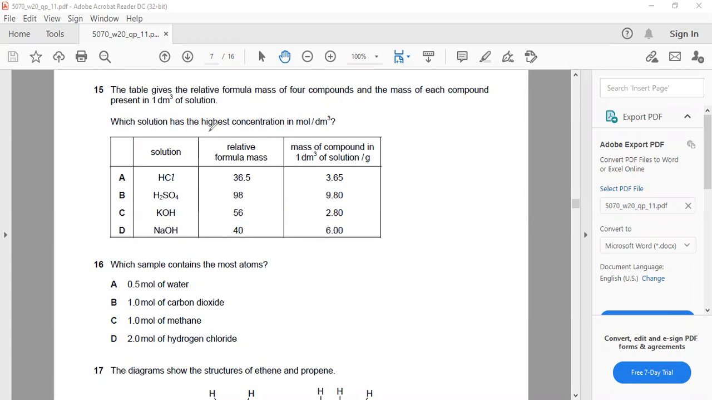Now, highest concentration in mole per dm3. The Mr is given. That is the mass of 1 mole. If I just write gram, it means 36.5 gram means 1 mole HCl. Okay, this is the basic mole concept you should know. If the mass is the Mr in gram, it means 1 mole. You write gram, it's 1 mole NaOH. Okay, this point clear? Okay.